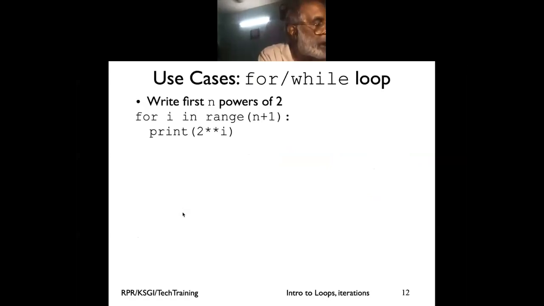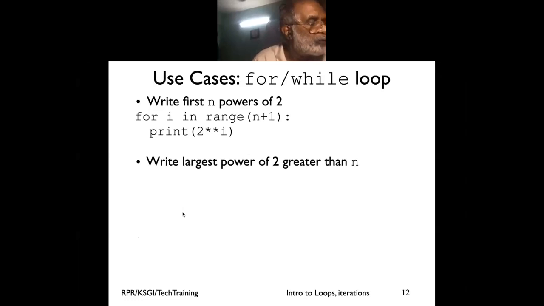Let's say I want to write the first n powers of 2: 2 raised to power 0, 2 raised to power 1, 2 raised to power 2. I know that I need to write n powers, so I can use a for loop because I know my count of iterations. I need to do n plus 1 iterations, 0 to n. Hence, I use a for loop.